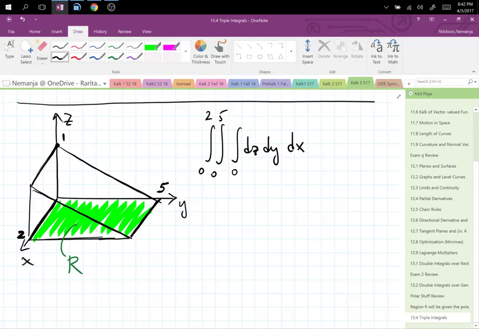Did you get the equation of the plane? Z equals... I got 1 minus 1/5 y minus 1/10 x. No, it's just what you said before without the 1/10 x.